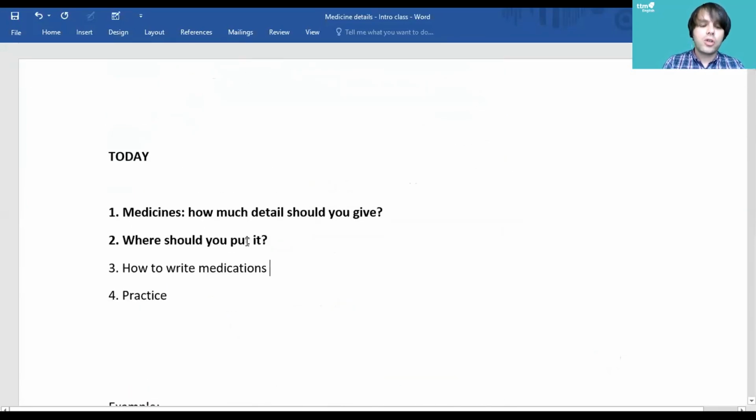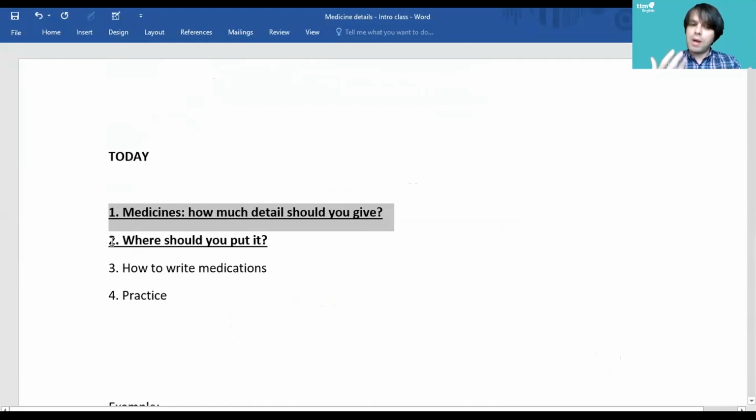Now, where should you put it? I won't spend too long on this, but I want you to remember there are 4 possibilities. Either you don't need to give the information, or you do, but you just list it without the dosage. Option 3 is you have to give the details for 1 or 2. Option 4 is you have to give the details for all of them.